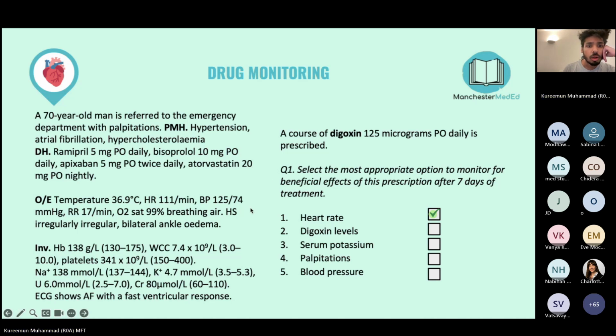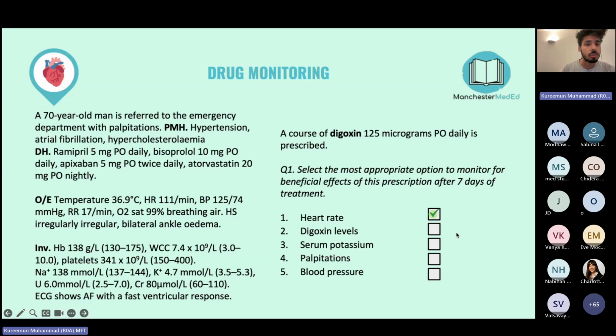Other things, if you go into the monitoring sections, they would tell you that before you start, you have to check serum potassium levels, which makes sense because hypokalemia can precipitate digoxin toxicity. But in that context, it's not the one to choose if you're looking for the beneficial effects after 7 days. Also, you can say palpitations, but the thing is that even patients who have good control AF can have palpitations.